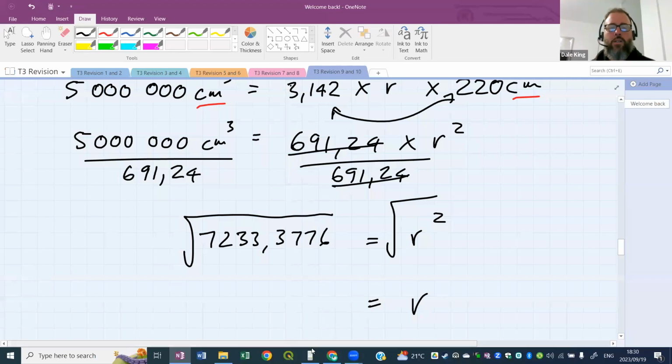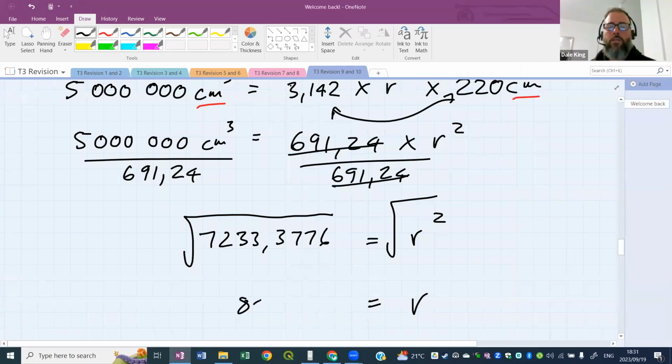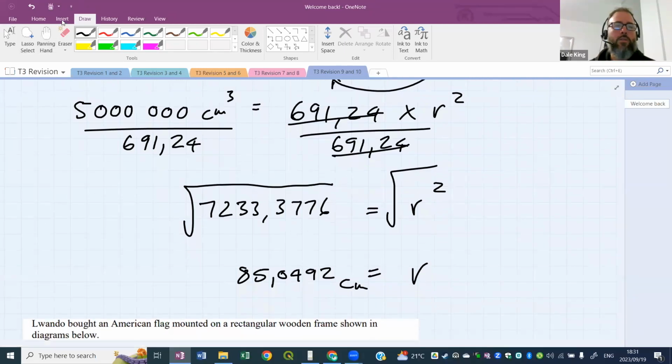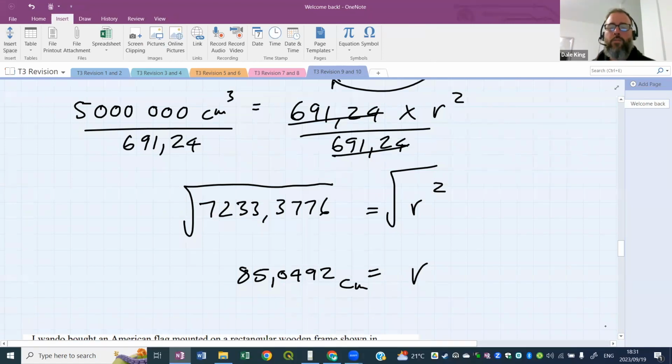So now r is by itself. We've got to take this value, oopsie, and square root it. So I'm using the square root button. 7233.3776. I haven't rounded it off yet. There we go. 85,0492 centimeters. Remember, if we put in centimeters, centimeters will come out. What you put in is what you get out in an equation.